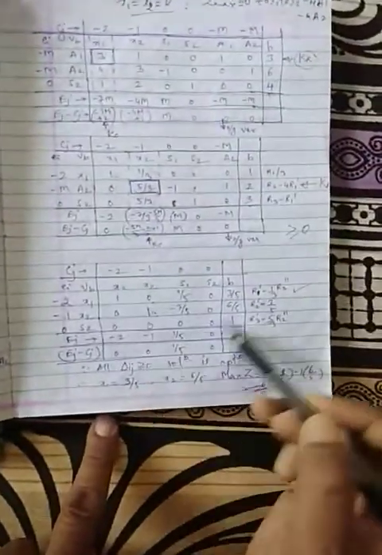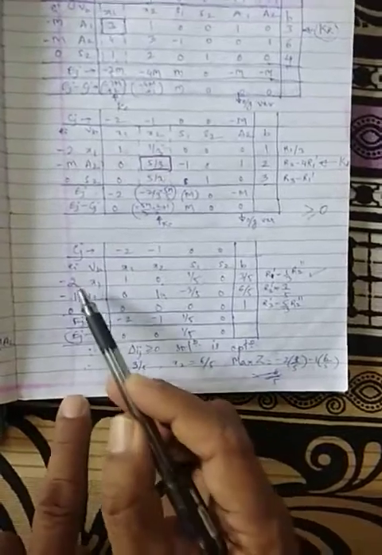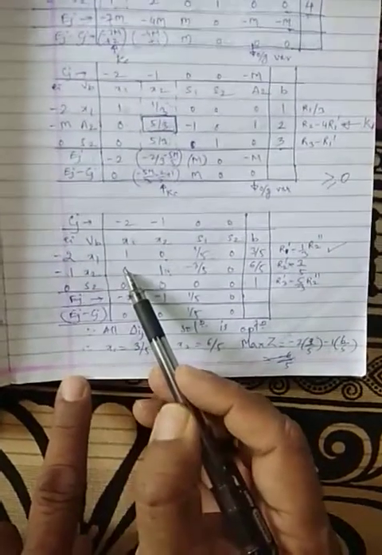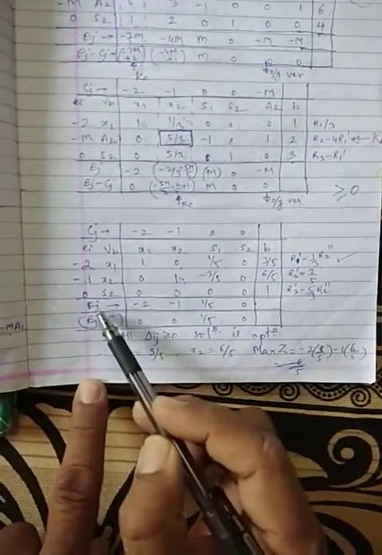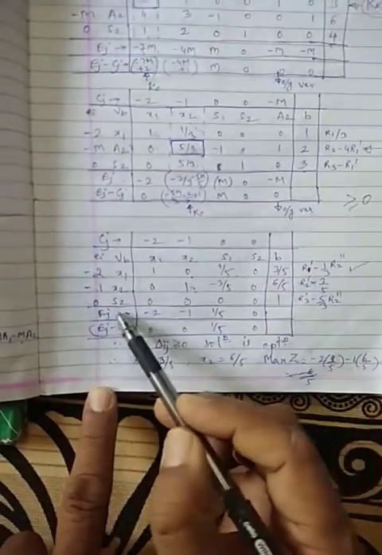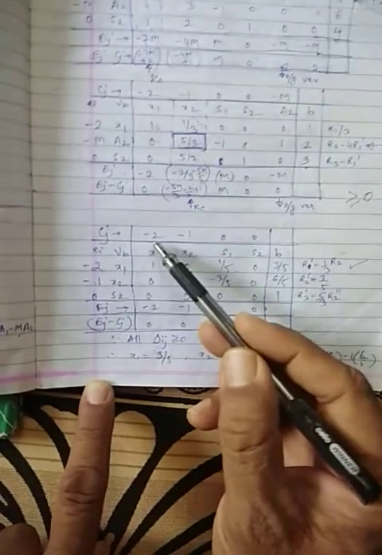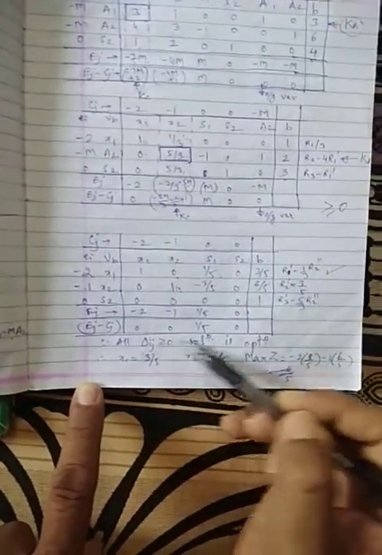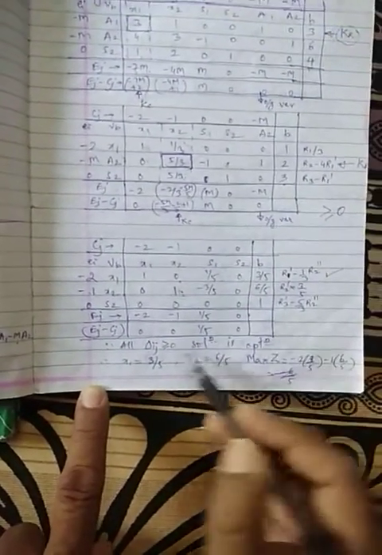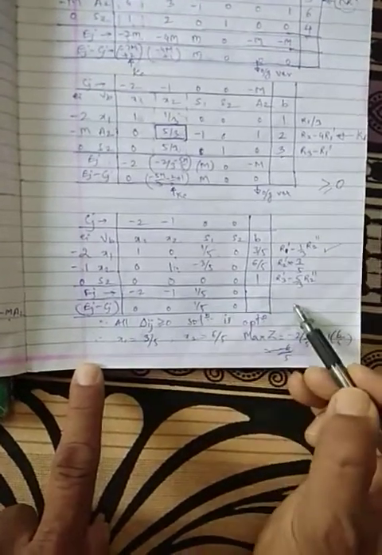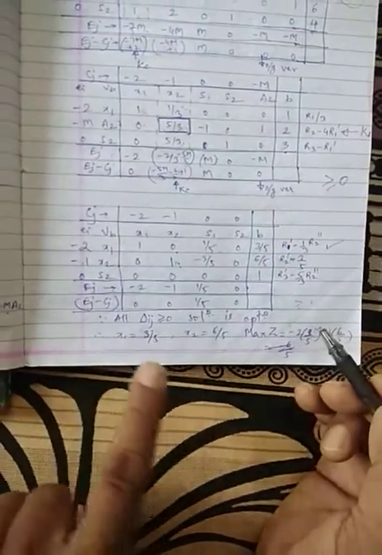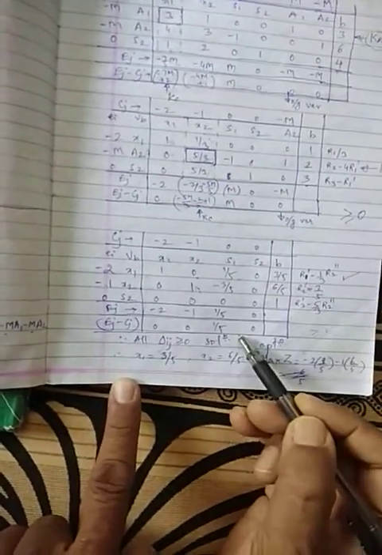So after writing the iteration table, find EJ, minus 2 into 1 plus minus 1 into 0 plus 0 into 0. Like this, find the values of EJs. Once you know the value of EJ, find out ej minus cj. Ej minus cj, minus 2 minus of minus 2 is 0. We get the values of ej minus cj. If all values of ej minus cj are greater than or equal to 0, the solution is optimum, or we have to proceed further. Now in this table, since all ej minus cj values are greater than or equal to 0, the solution obtained in this table is optimum.